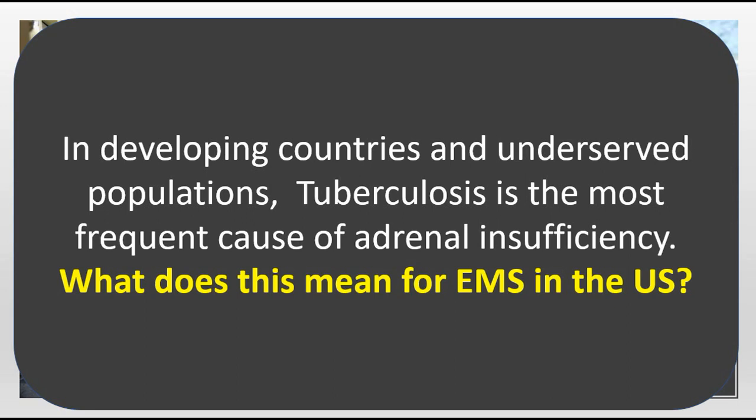So tuberculosis is the most frequent cause of adrenal insufficiency in developing countries and underserved populations. What do you think we mean by underserved populations? Think about that. If you go out today in an urban or a rural environment and you were to deal with an underserved population, who do you think that would be? Well, when I think about it, I think it'd probably be the homeless population, or the extremely impoverished, or perhaps those on the Indian reservations or other populations like that, or even those who are in the prison system, who are sometimes at increased risk for TB, and so on and so forth.